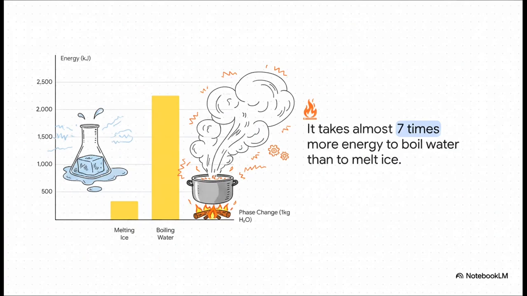So here's the crucial takeaway. Just look at the difference. It takes almost 7 times more energy to boil water into steam than it does to just melt ice. This immense energy stored in steam is why it can cause such bad burns, and it's the very same principle that literally powered the Industrial Revolution with steam engines.